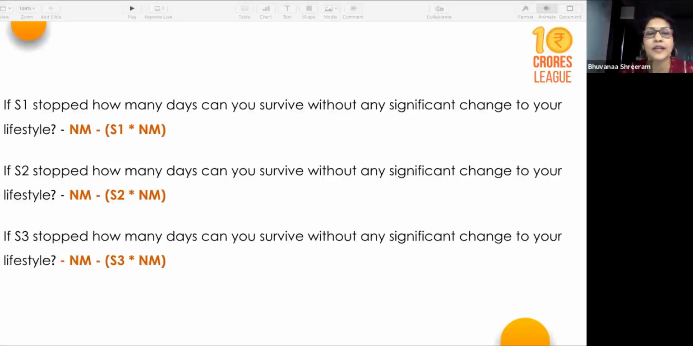It's for you to just get a hang of what's your dependence on a particular income source to maintain lifestyle. If S1 stopped, if S2 stopped, if S3 stopped.